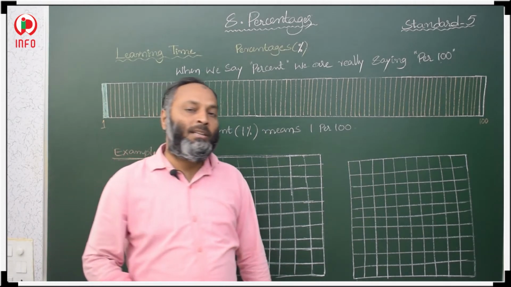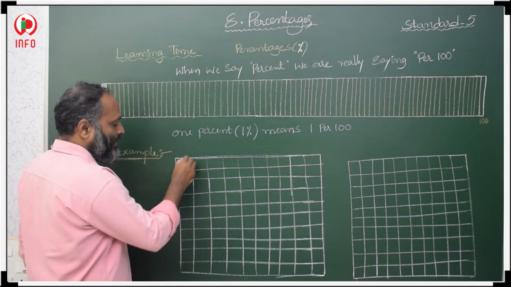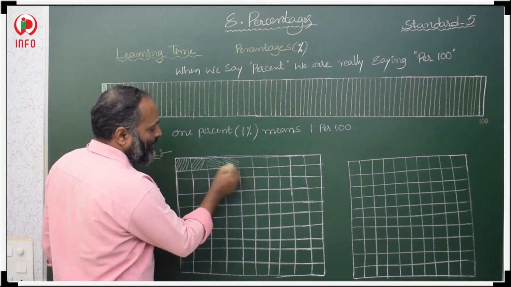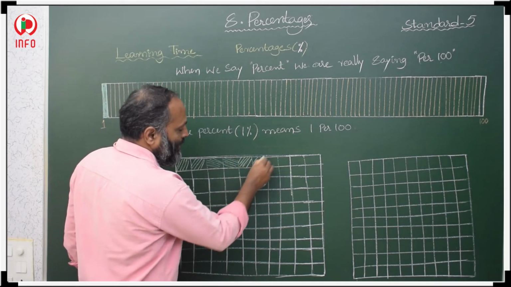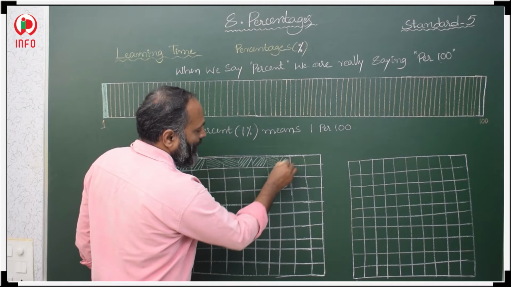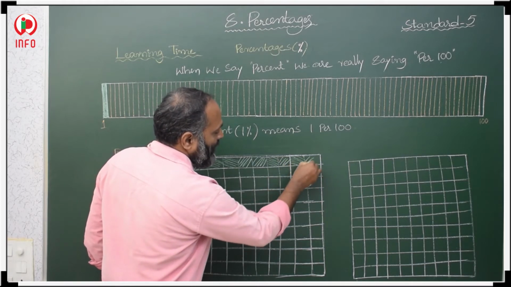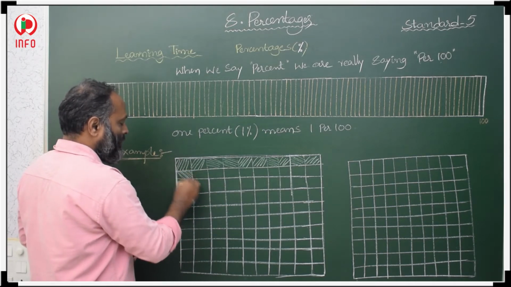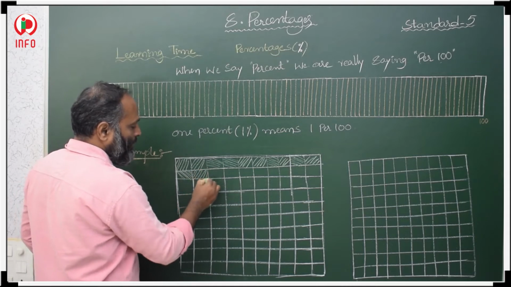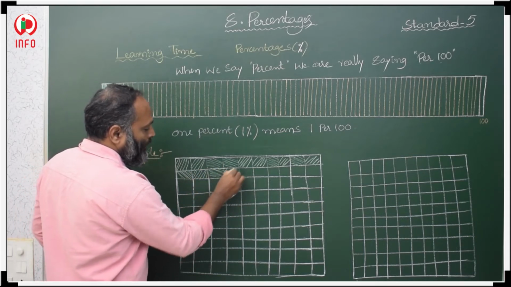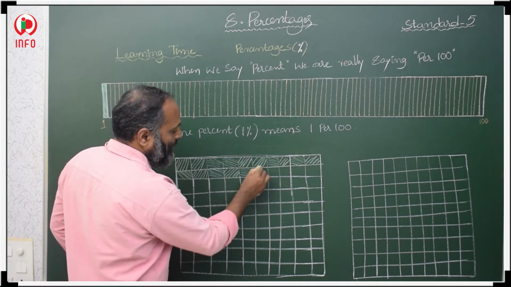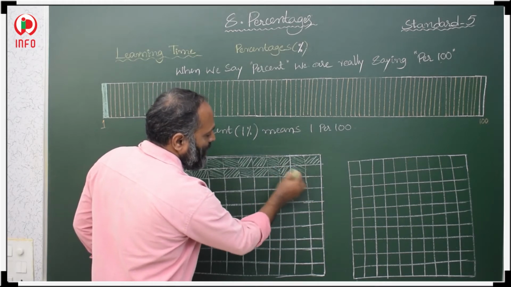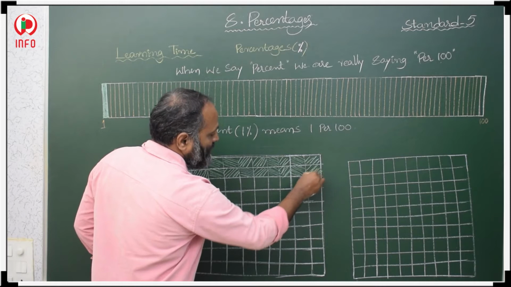In these 100 grids, if we shade 50 grids like this: first grid, second grid, third grid, fourth grid, fifth grid, sixth grid, seventh grid, eighth grid, ninth grid, 10th grid. Then in the same way 11th grid, 12th grid, 13th grid, 14th grid, 15th grid, 16th grid, 17th grid, 18th grid, 19th grid, 20th grid. 20 grids.